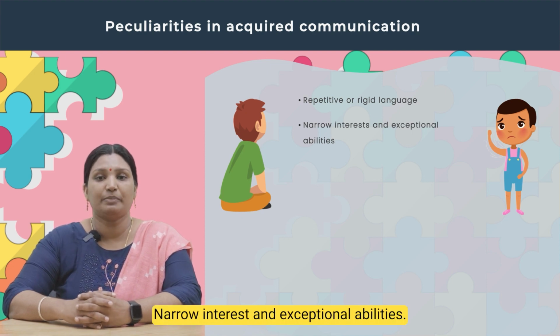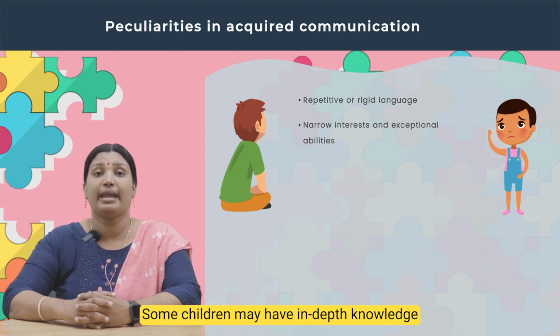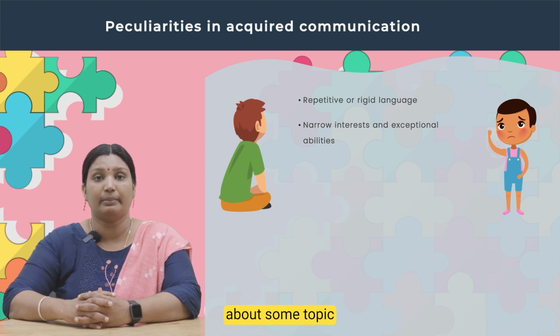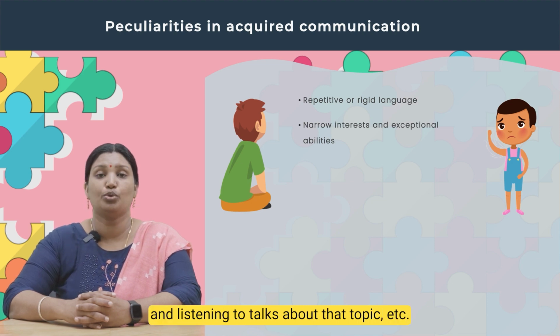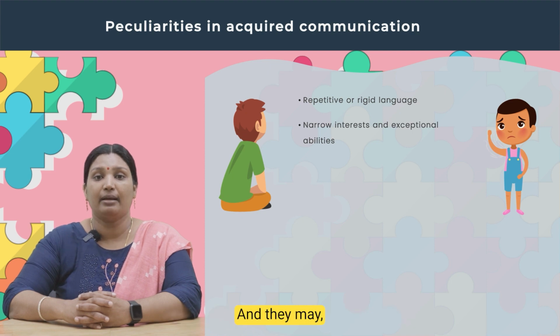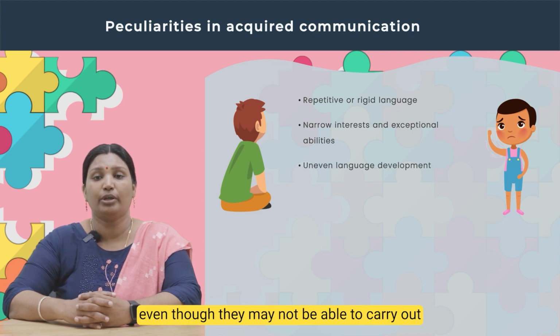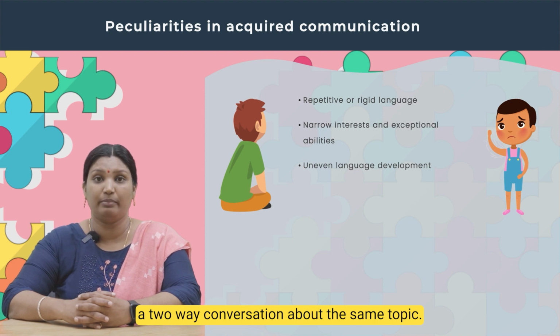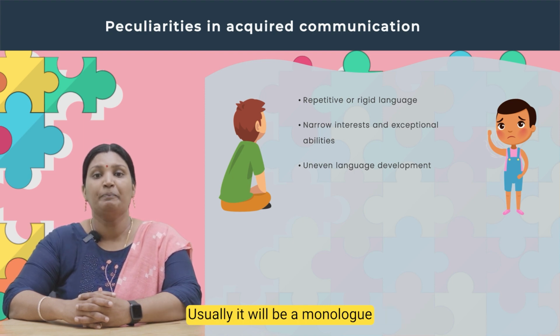Narrow interest and exceptional abilities. Some children may have in-depth knowledge about some topic and they will be fond of talking about that topic and listening to talks about that topic, even though they may not be able to carry out a two-way conversation about the same topic. Usually it will be a monologue.